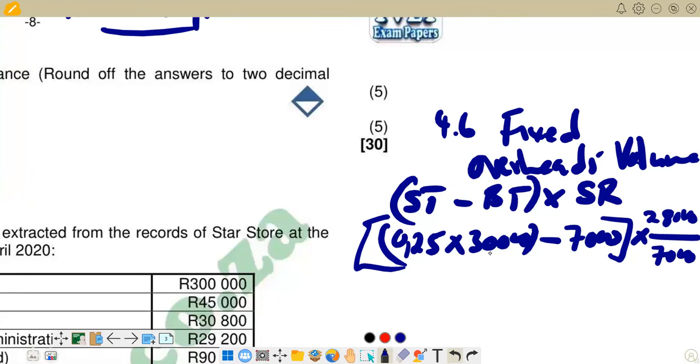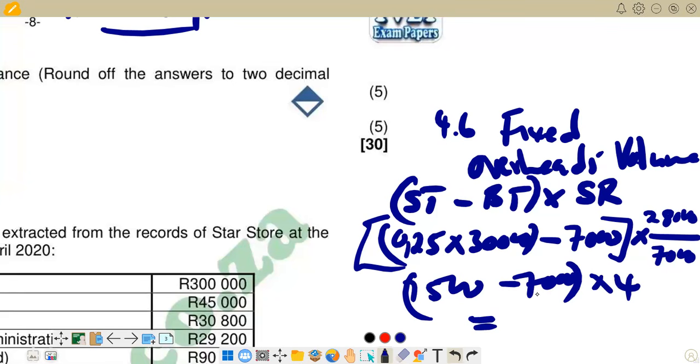If you simplify it, 0.25 times 30,000 gives 7,500. Then we subtract 7,000. For the rate, 28,000 divided by 7,000, 7 into 28 is 4, so we multiply by 4. Here 7,500 is greater than 7,000, so you're going to get a positive 500, then you multiply by 4 and get 2,000. So the answer is 2,000, and this one is favorable.